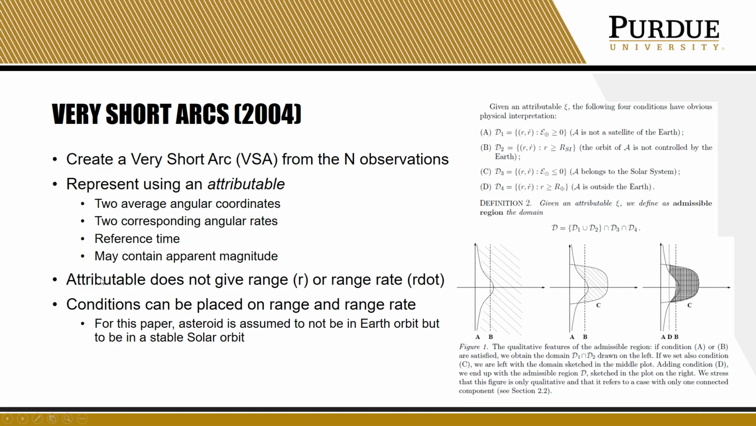Those observations don't give us a range or a range rate, R or R dot, but we can produce a set of conditions to bound potential ranges and range rates. In this paper, since he's concerned with asteroids in the solar system, he specifies that the asteroid is assumed to not be in an Earth orbit, so its orbital energy is greater than that for an Earth orbit, but it is in a stable solar orbit.